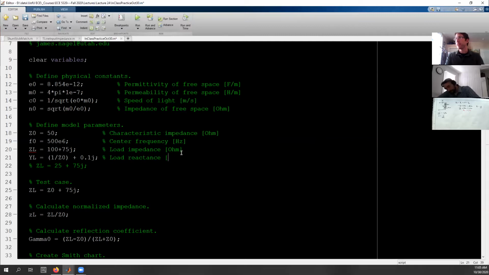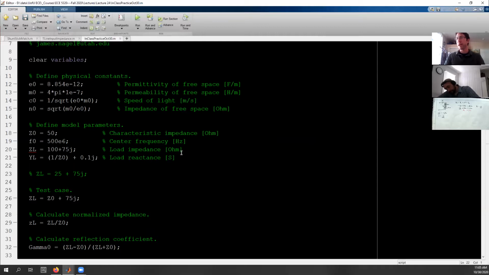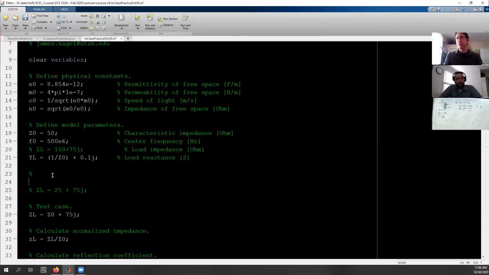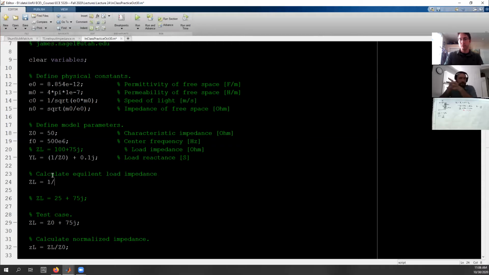Load reactance. So this has units of mhos, or you can say Siemens, I think is the unit for that. Similar little exercise. Now I'm going to do the following. You notice we're not working in impedance land, we're doing a reactance. Just suppose hypothetically the real part of my reactance is matched, but not the imaginary. So I'm going to calculate the equivalent load impedance. I'm going to say ZL is 1 over that.